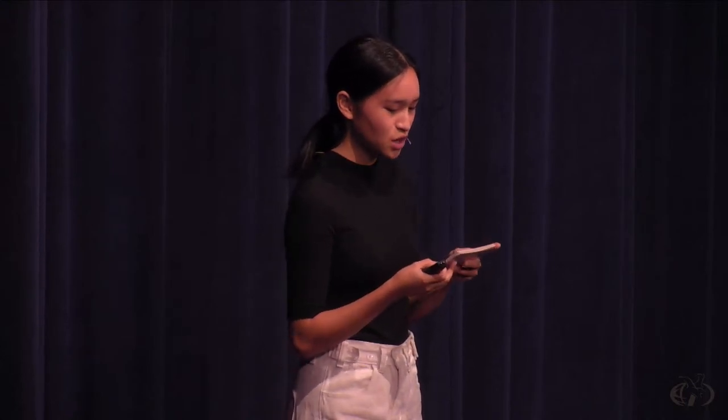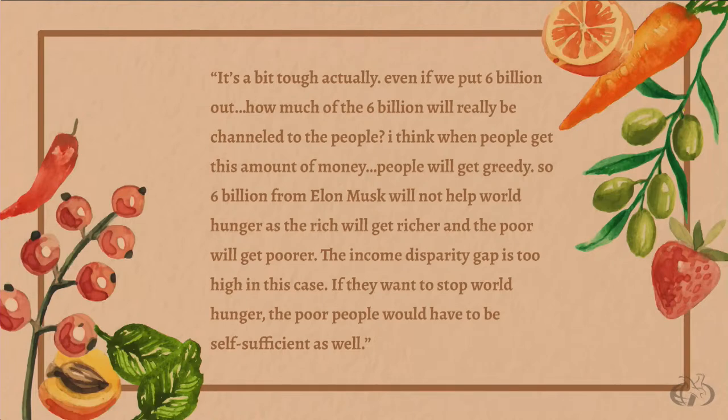I then moved on to interviewing Mr. Yai Keng and asked him, "Can Elon Musk end world hunger?" To which he replied, "It's a bit tough, actually. Even if we put 6 billion out, how much of the 6 billion will really be channeled to the people? I think when people get this amount of money, people will get greedy. So 6 billion from Elon Musk will not help world hunger, as the rich will get richer and the poor will get poorer. The income disparity gap is too high in this case. If they want to stop world hunger, the poor people would have to be self-sufficient as well."